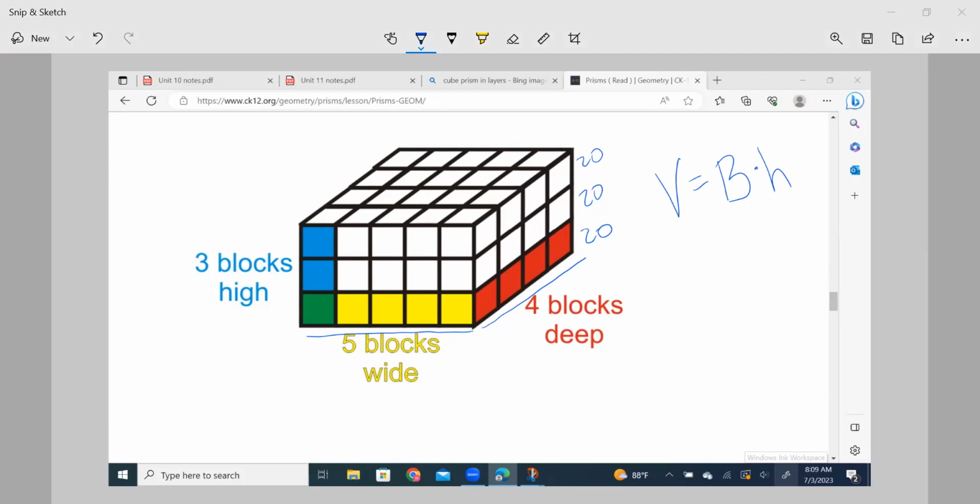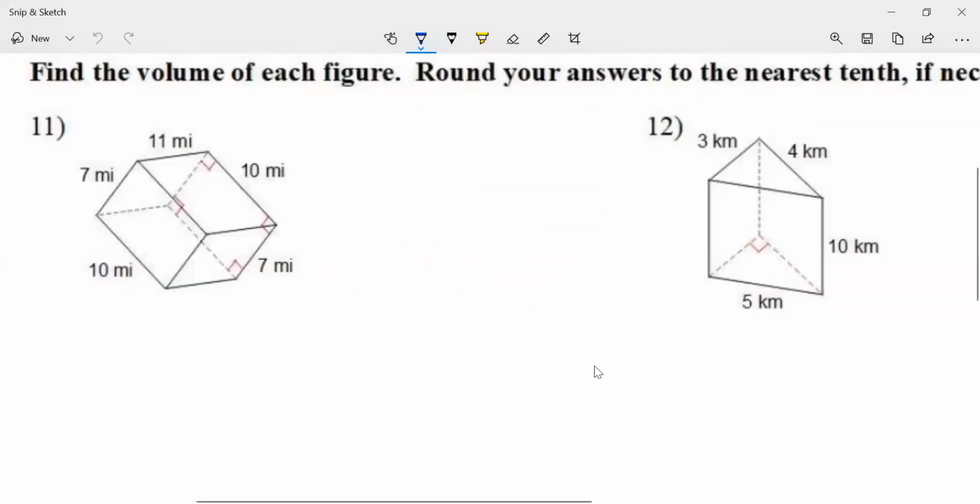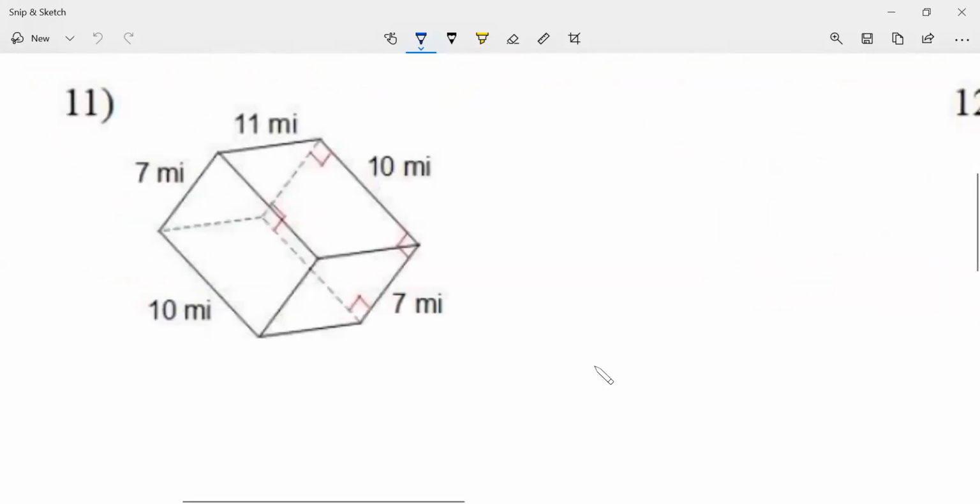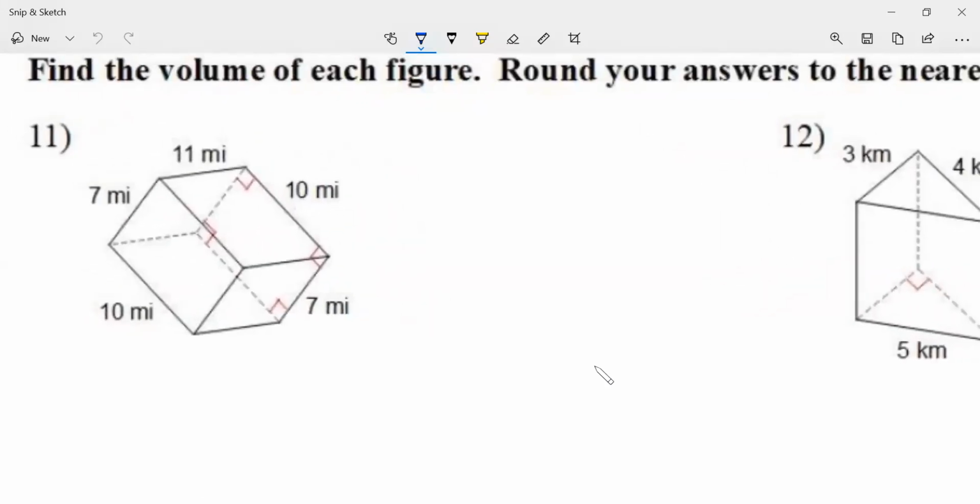Okay, let's play a little. Let's take a look at question number 11. Find the volume of each figure, round your answer to the nearest tenth if necessary. So I'm looking for a shape that is not a rectangle. When I'm dealing with prisms, I'm looking for a shape that is not a rectangle. If it is, the base is highlighted with the four corners of 90.